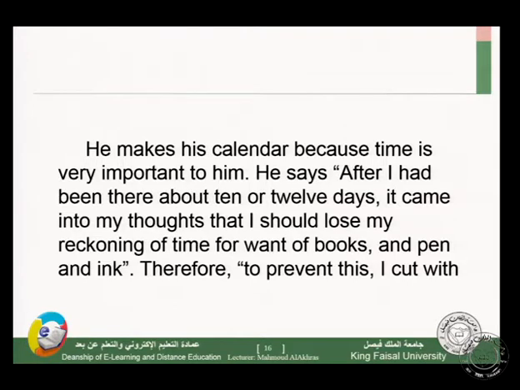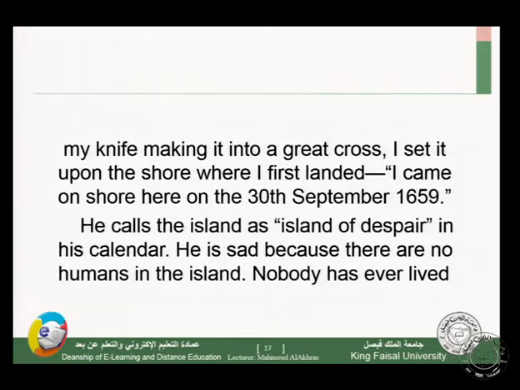He says, after I had been there about 10 or 12 days, it came into my thoughts that I should lose my reckoning of time for want of books and pen and ink. He doesn't have books, pens, or ink. Therefore, to prevent this, I cut with my knife, making it into a great cross. In order to follow the dates and time, he scratches the wood with his knife. I set it upon the shore where I first landed.